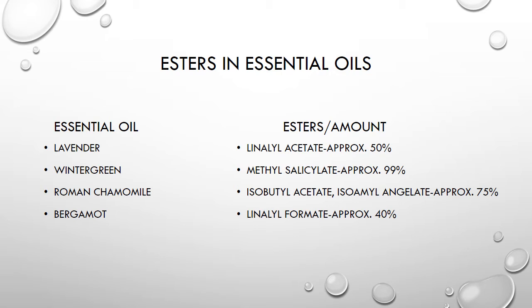These are examples of essential oils and esters that are found in different essential oils. In this case, lavender, wintergreen, Roman chamomile, and bergamot. And again, in the second column, you have the esters that are found in each essential oil and the amount that ester is found in that essential oil.